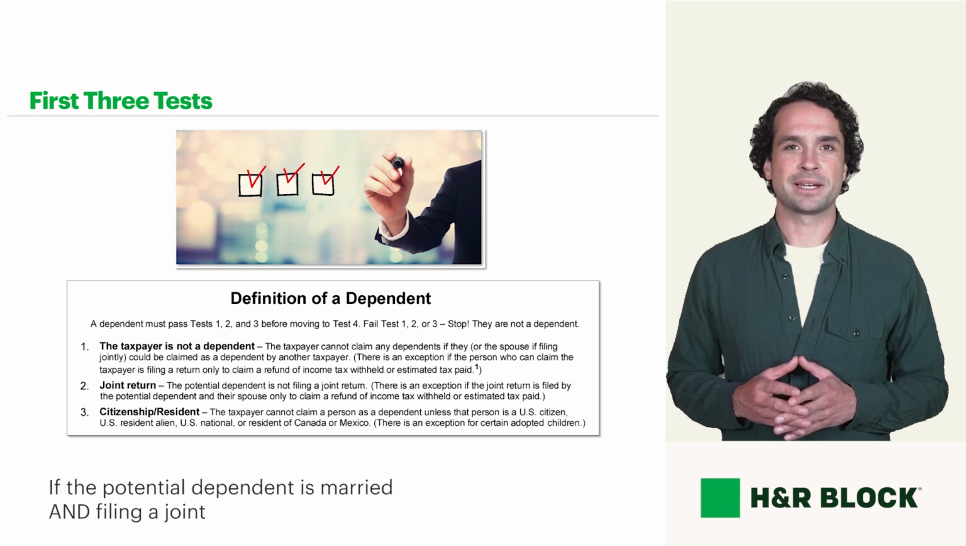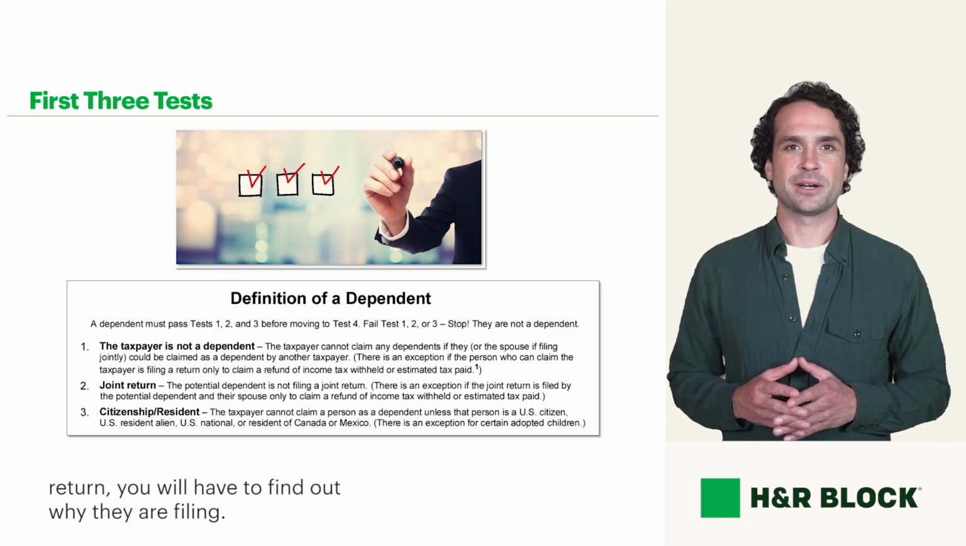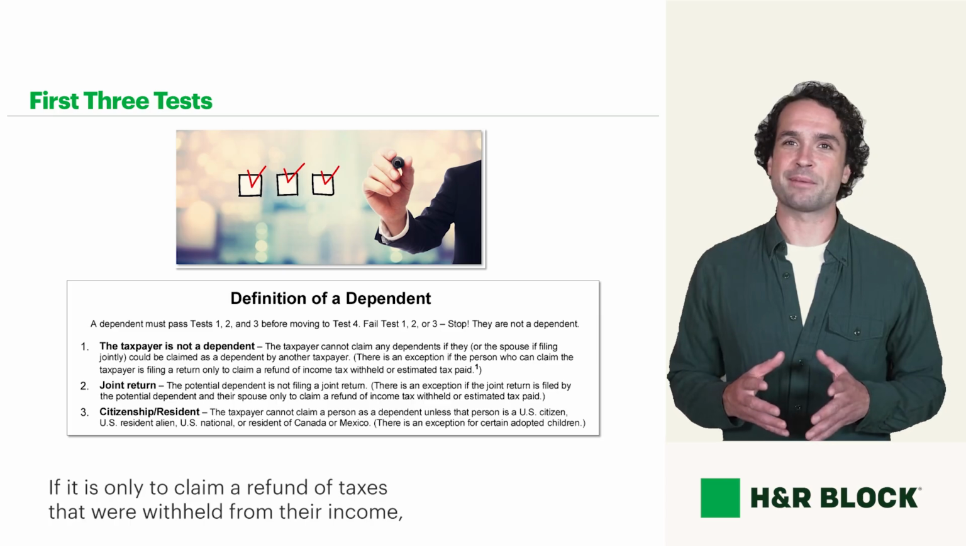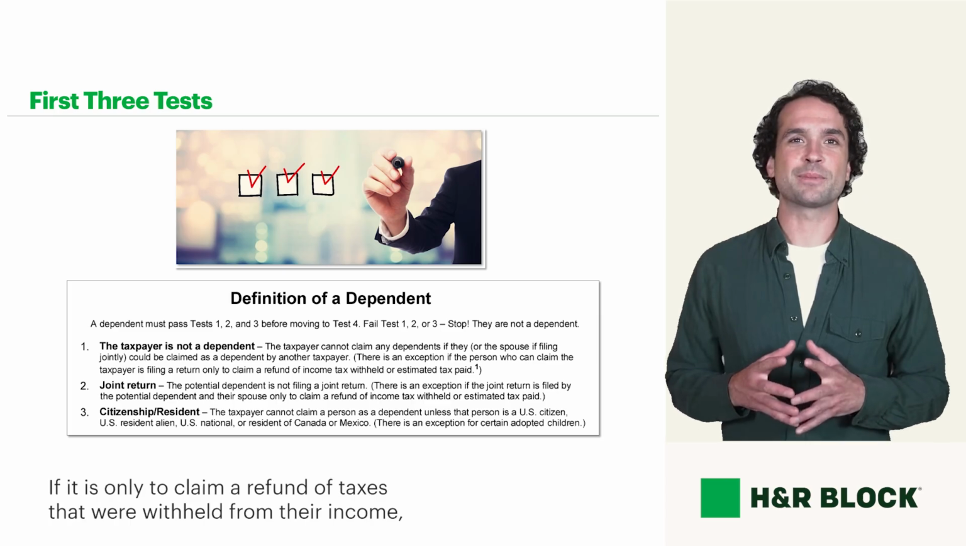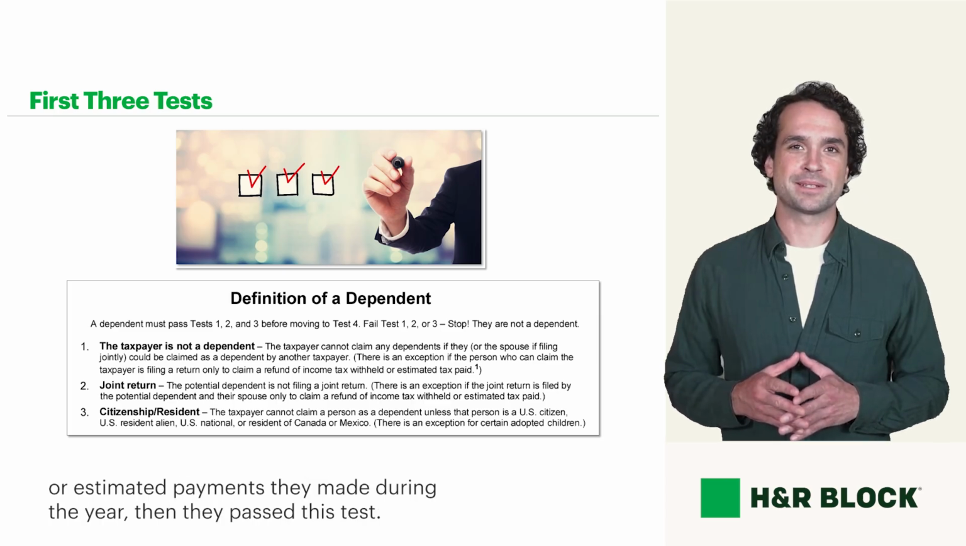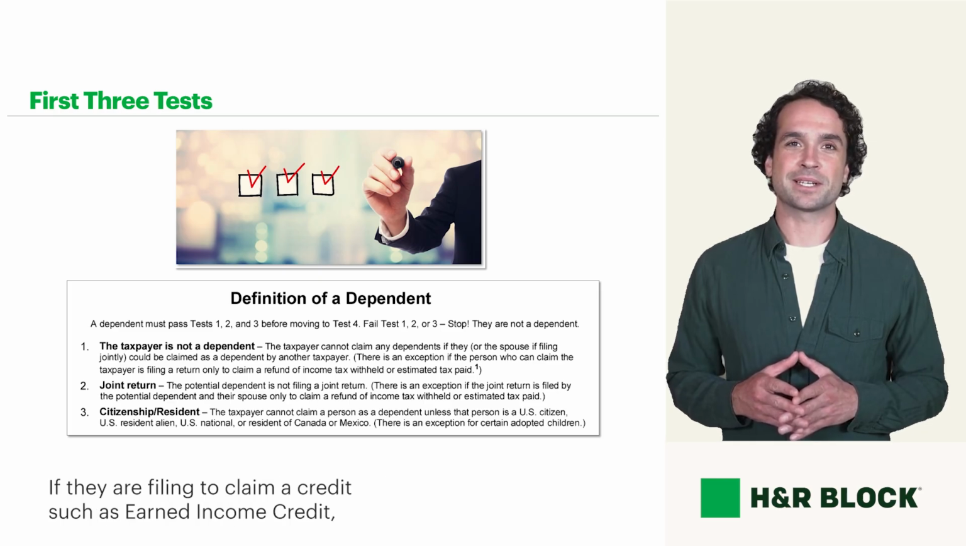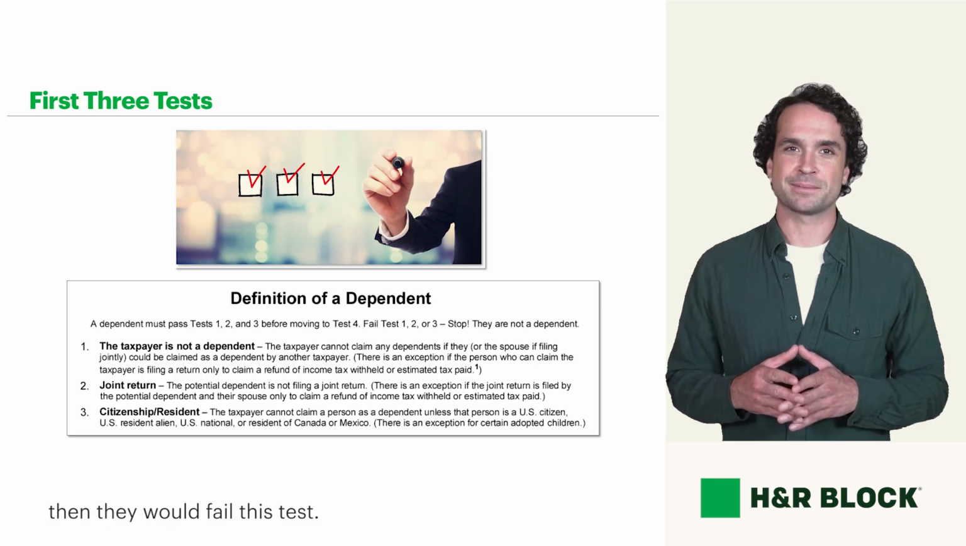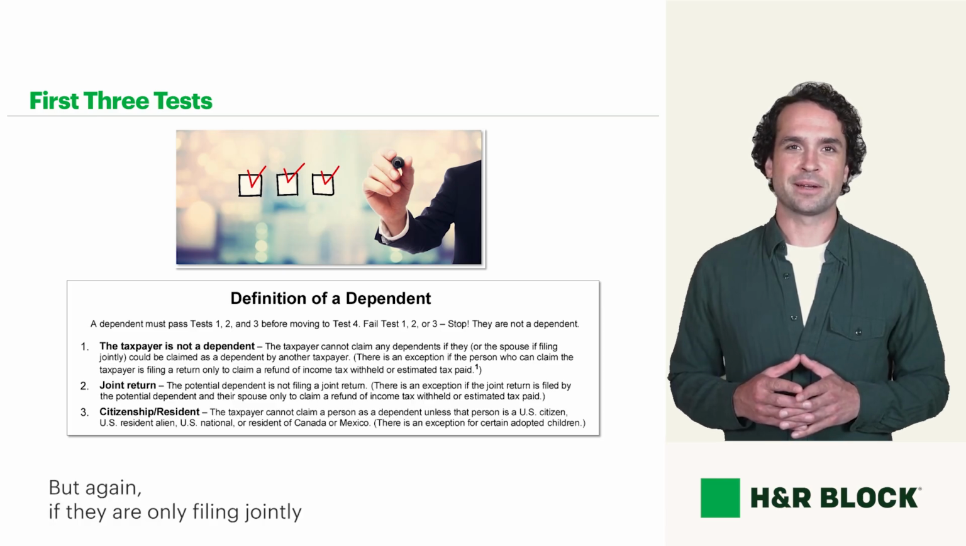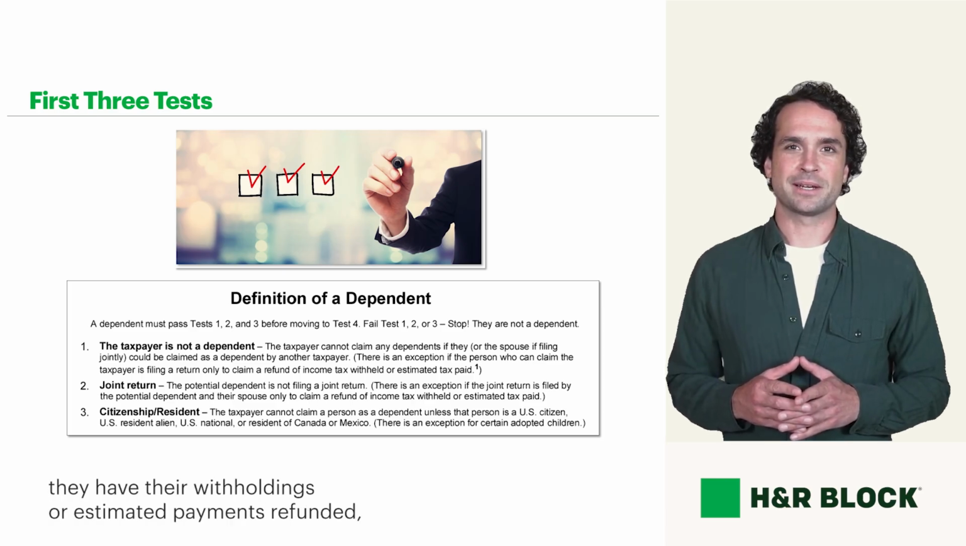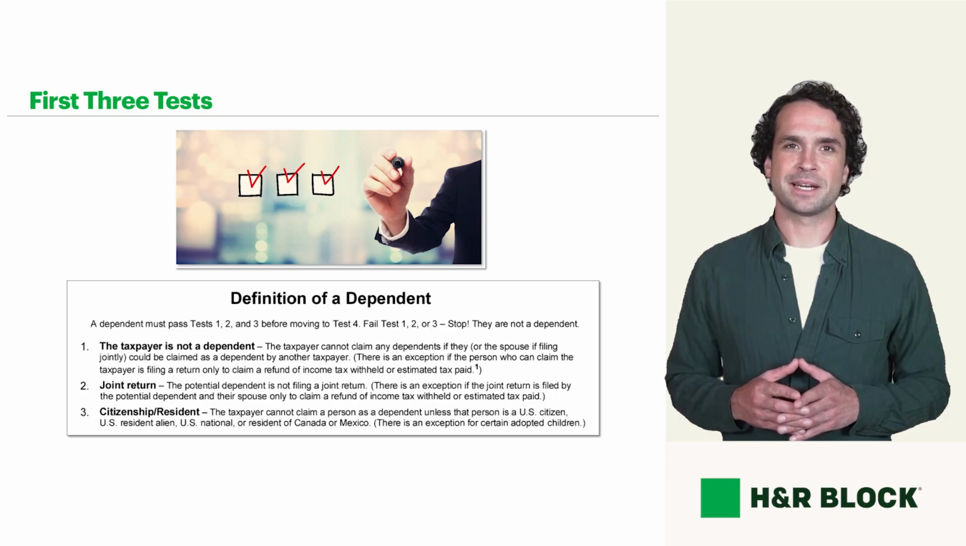If the potential dependent is married and filing a joint return, you will have to find out why they are filing. If it is only to claim a refund of taxes that were withheld from their income or estimated payments they made during the year, then they pass this test. If they are filing to claim a credit such as earned income credit, then they would fail this test. But again, if they are only filing jointly to have their withholdings or estimated payments refunded, you can move on to test number 3.